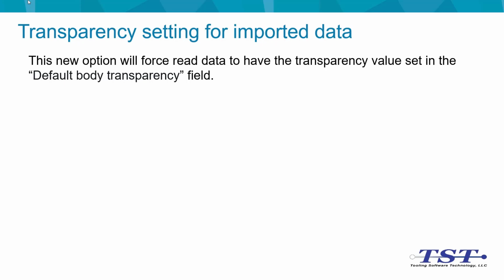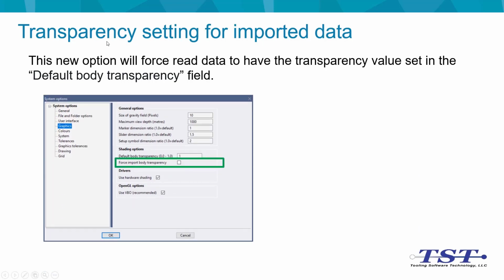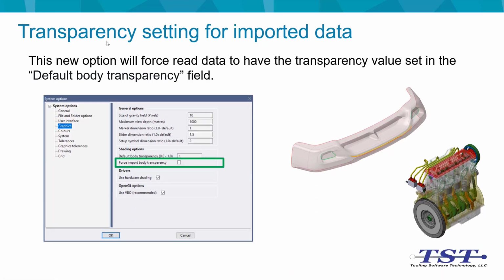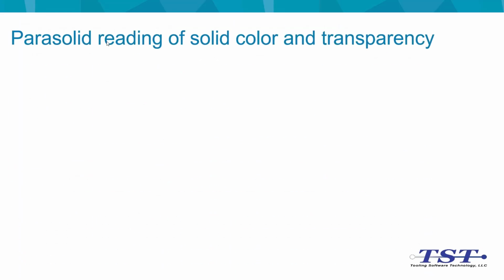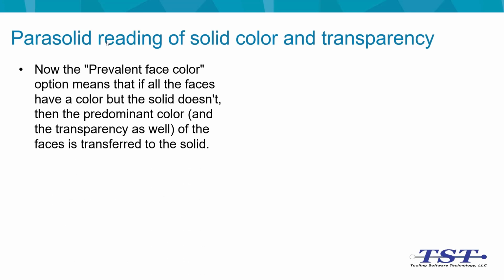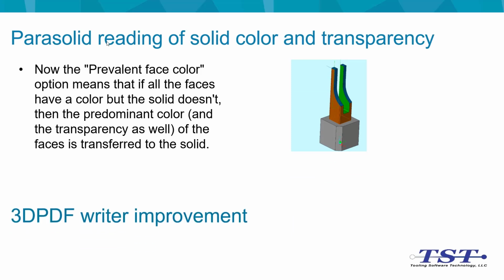Within the transparency settings, it is now possible to set the default transparency for an export of a file. So you can force the import and export of a body transparency. And within a Parasolid export, you can now export out face colors. So when you're exporting a file out, the face colors will remain what they are in VISI in another product.